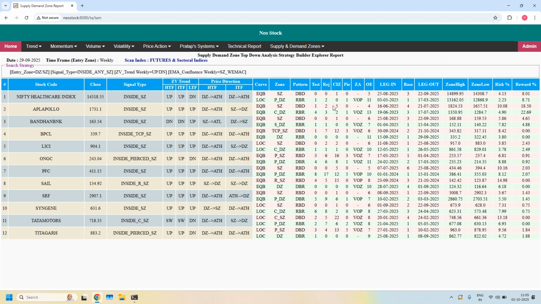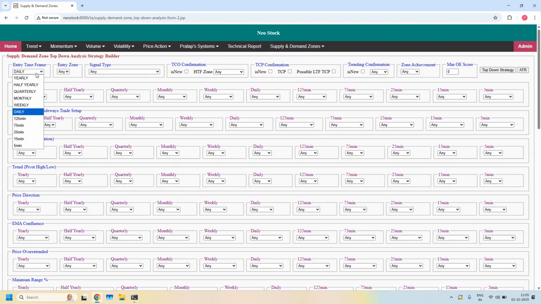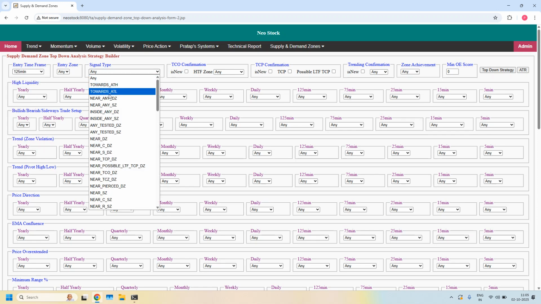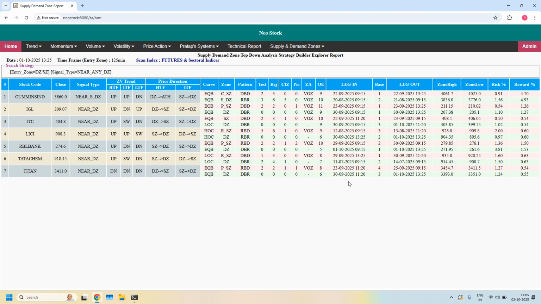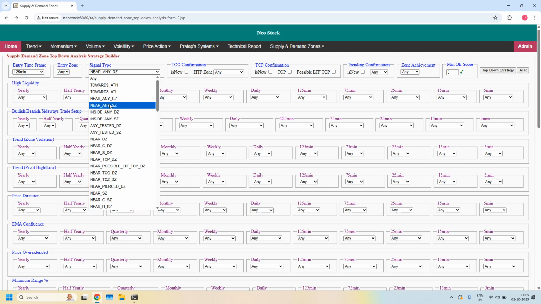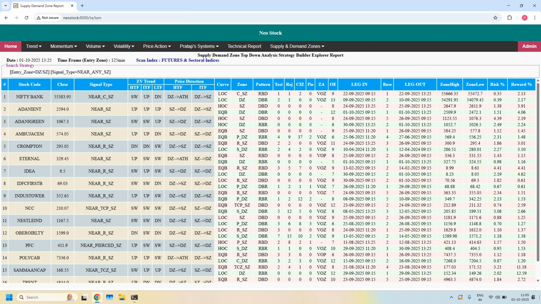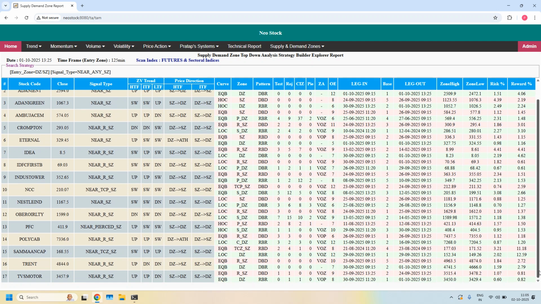Next time frame daily already generated in the beginning of the report. So next time frame 125 minutes. Stocks near 125 minutes demand zone. We got 7 stocks. Next, stocks near to the 125 minute supply zone. First 15 stocks in the list. Scrolling the list down. Total 17 stocks we got.